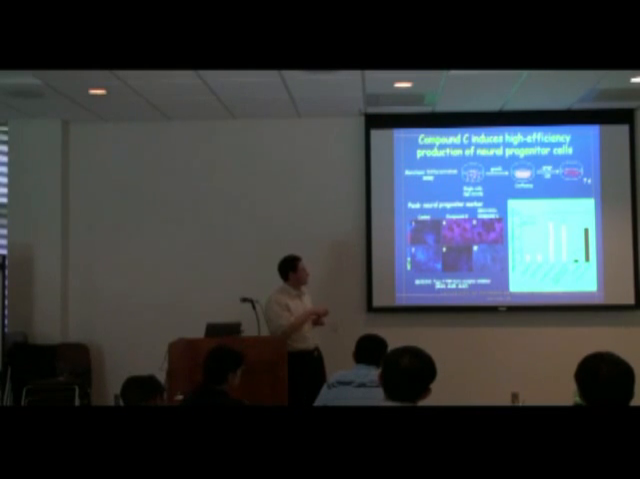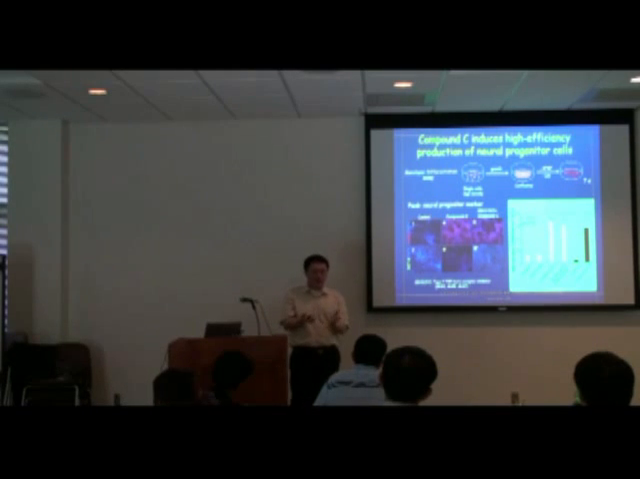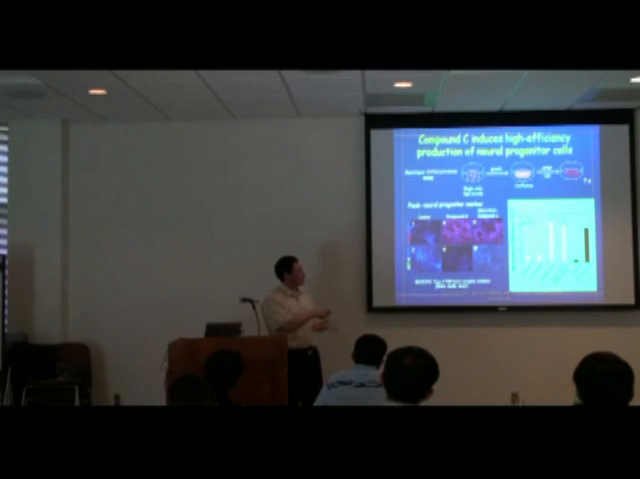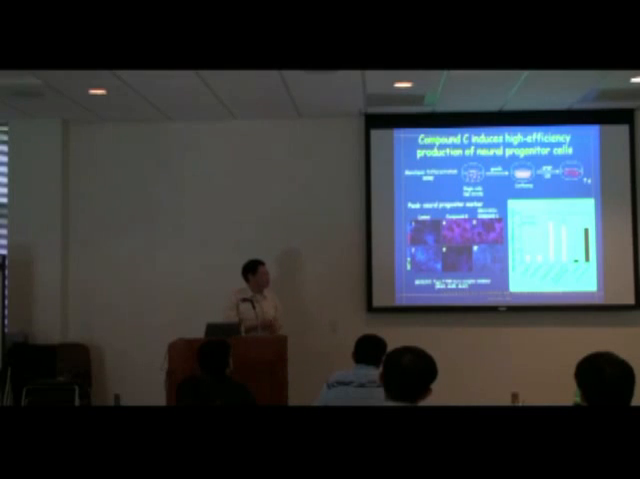And then we show that this compound can do the same thing in iPS cells, because induced pluripotent cells are the cells that are more amenable for therapy. So we show the same thing, that the percentage can reach up to 70 to 80%. So it's a very powerful way to induce neurodifferentiation.